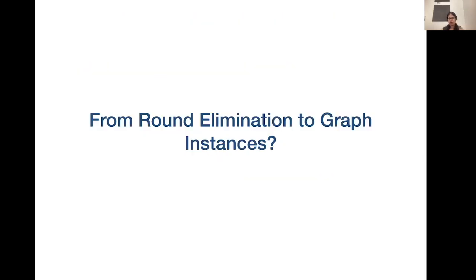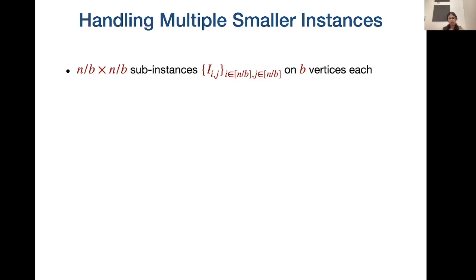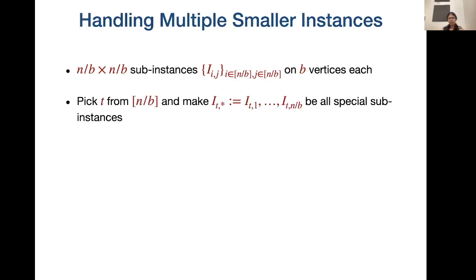Now I'll move from round elimination to graph instances. How do we handle multiple smaller instances? We have n over b times n over b subinstances, that is p equals n over b equals q. And each of these instances is on b vertices. We're going to pick a special t from n over b and make the entire row corresponding to t the instances that we want to solve.